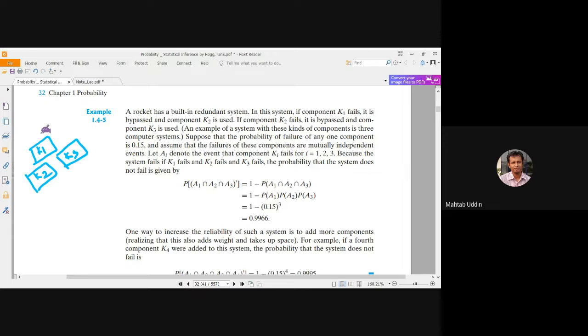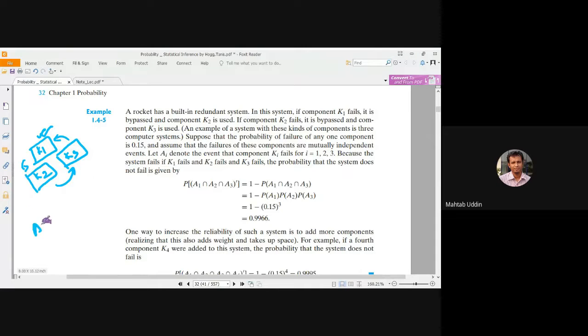If K1 works first and gets heated enough, then it bypasses to K2 or K3. Say K2. If K2 is heated enough, then it will pass to K3. If K3 is heated enough, it will pass back to K1. If any of them is working efficiently, then the rocket will work. But if the rocket fails, that means all of them failed.